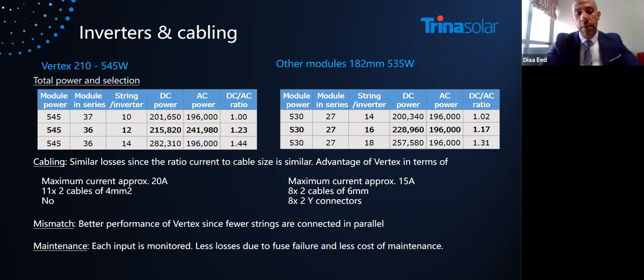So here is the amount of cables. We are using almost the same amount of cables from the kg perspective of the copper, because we have 11x2 cables of 4, while the competition or the other module has 8x2 of 6. Taking the weight, the length and the cross section, you will find we are using almost the same value of kg of copper, which will not impact the cables.